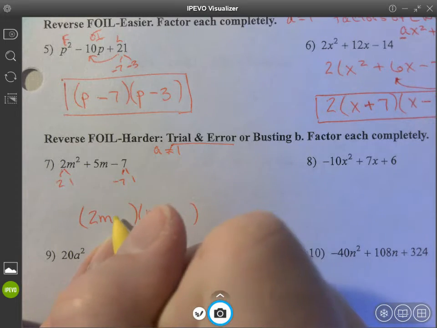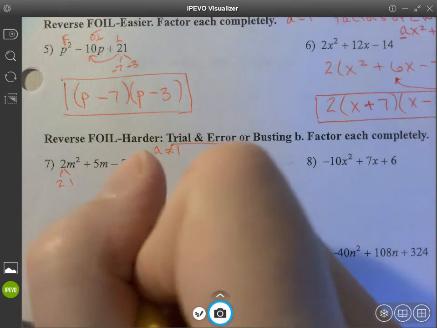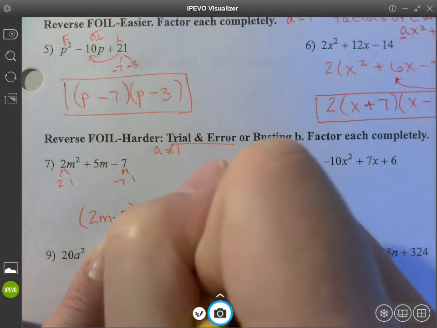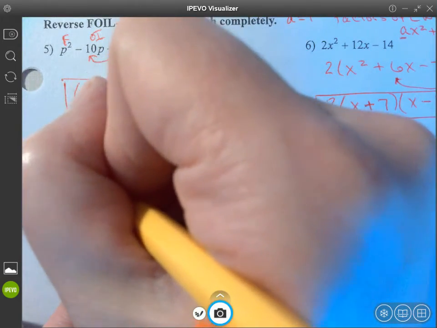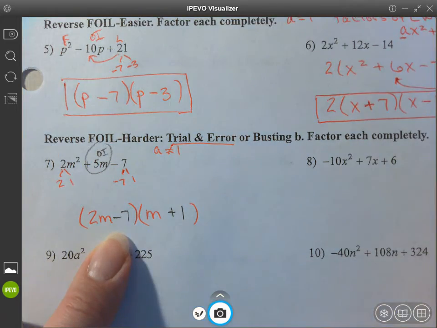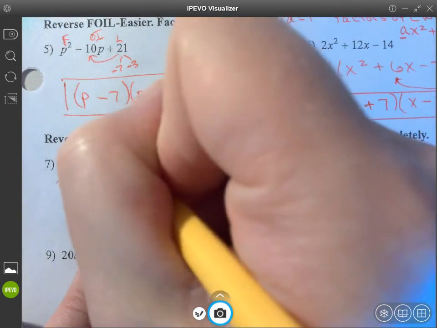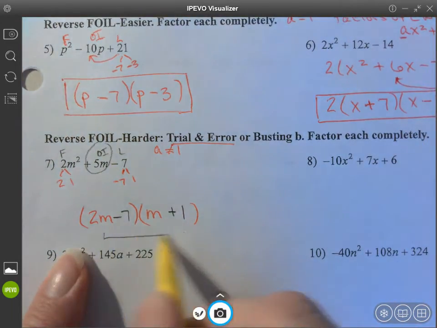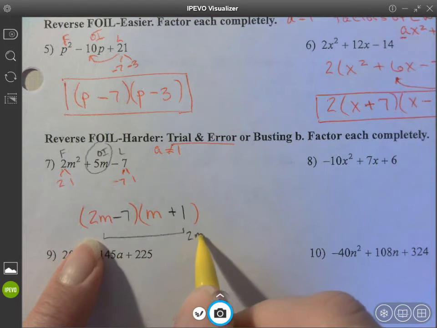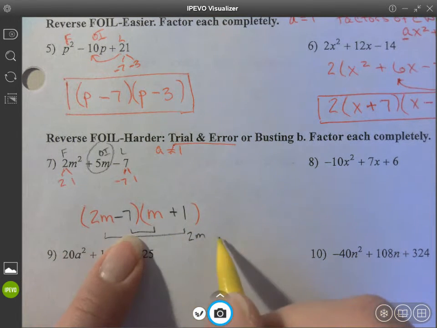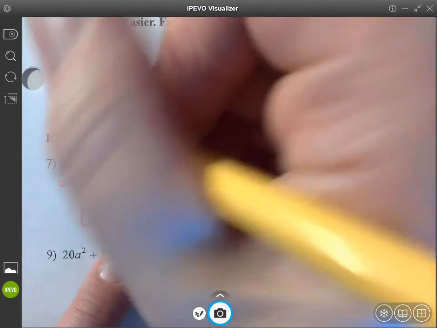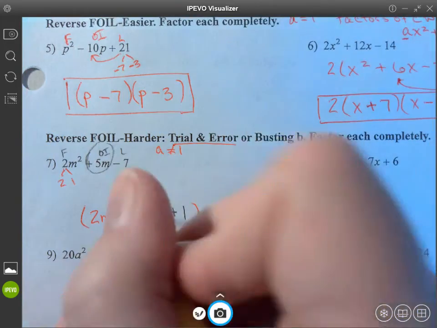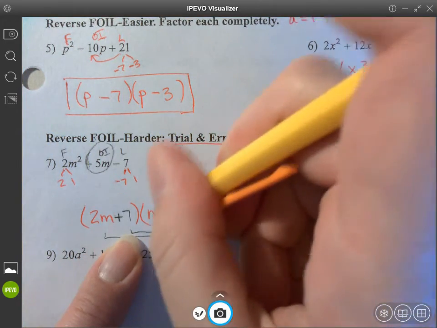And the reason I want to jump over to some pencil now is I don't know which one fits where, okay? So if I put the negative 7 here and the positive 1 here, I need to check 100%, do I get a positive 5? So I know the first and the last work, that's not my concern. But if I multiply the outside, I get 2m, and I multiply the inside, I get negative 7m. Well, that adds up to negative 5. What did I want? Yeah, I want a positive 5. So I got the right number, wrong sign, so switch signs.